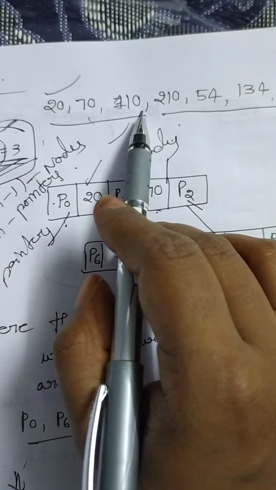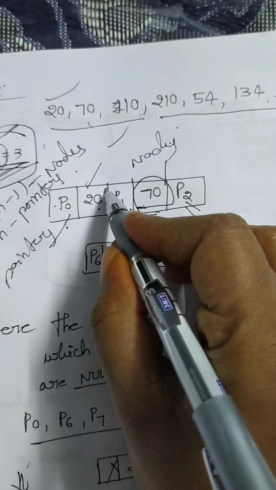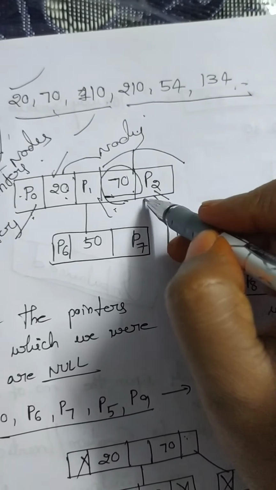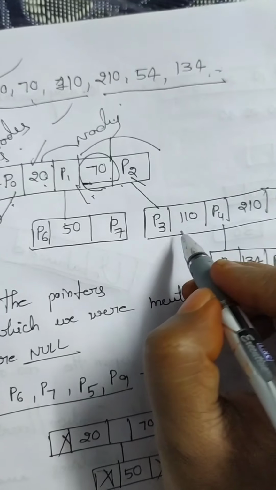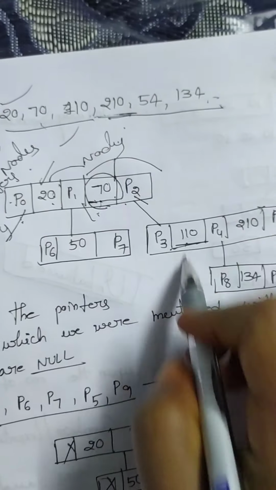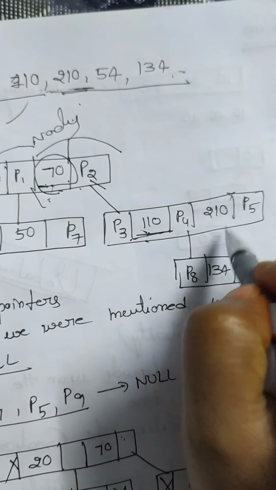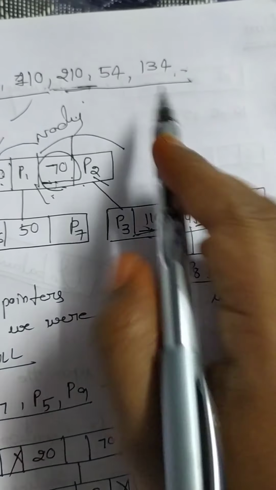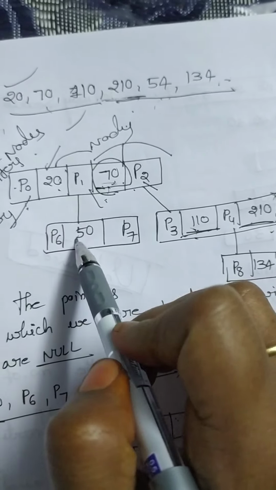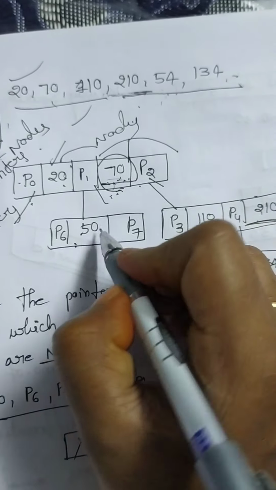And then 110. 110 is greater than 20 and greater than 70, so 110 will be at the right of 70. Then 210: when we compare, 210 is the biggest and greater than 110, so 210 will be placed there. Then 54: when we compare, 54 is less than 70, so we place it here.